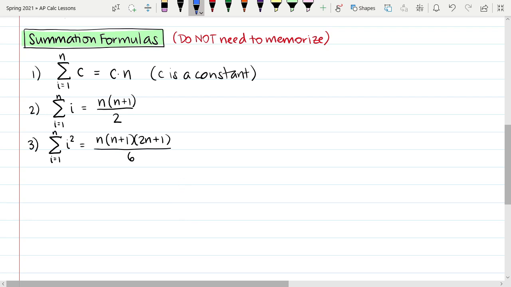And finally, the fourth and final formula is the summation from i equals 1 up to n of i cubed. And that's going to give us n squared times the quantity n plus 1 squared, all divided by 4. Okay, so once again, you do not need to memorize any of these formulas, but you do need to understand when and how to use them. So let's talk about doing that.